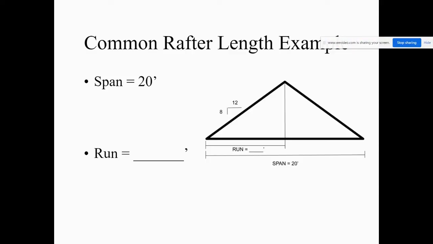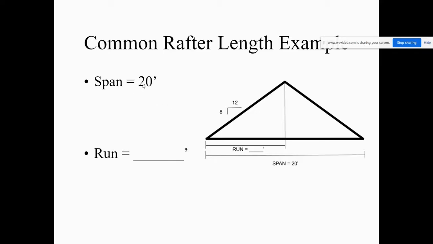For example, we have this situation here where we have a span of 20 feet and the slope is 8/12. So we should be able to figure out what the common rafter length is. Essentially, what is the length from here up to here with just this information? We're trying to figure out this distance from this edge up to this edge, knowing what the span is and what the slope is.